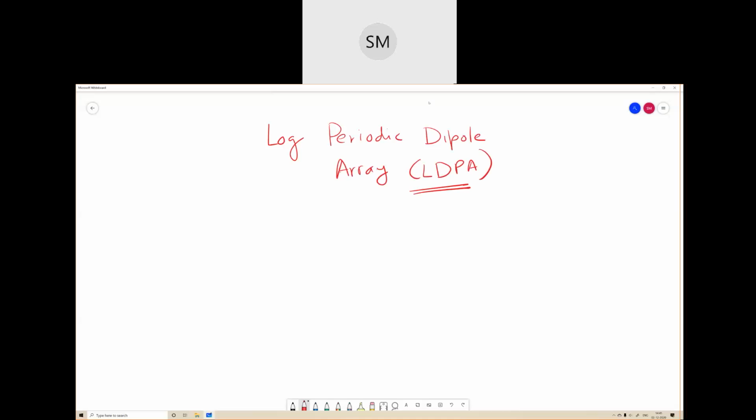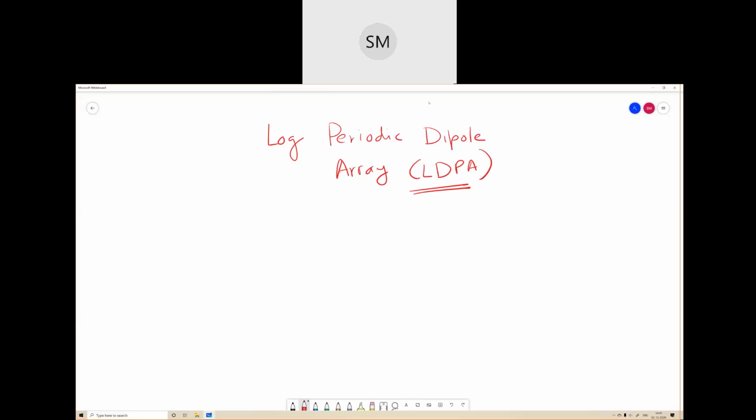Okay, the most striking feature of the log periodic antennas, any log periodic antennas, is that they are broadband, or they have the largest possible bandwidth over which it can be used, at least compared to any other dipole antennas. Okay, there are many log periodic antennas. We will do only one in this course, that is a log periodic dipole array.